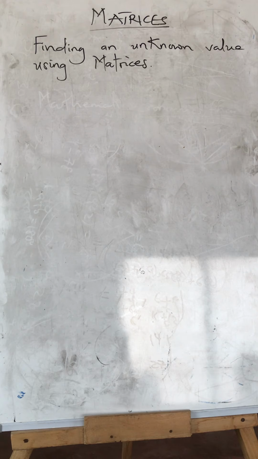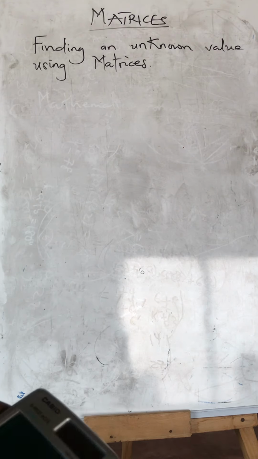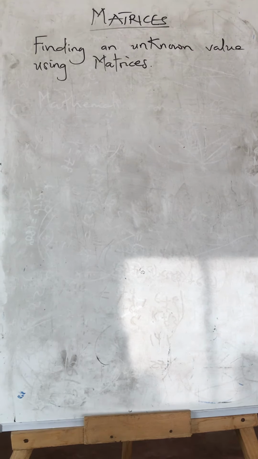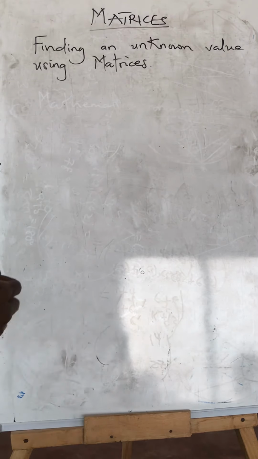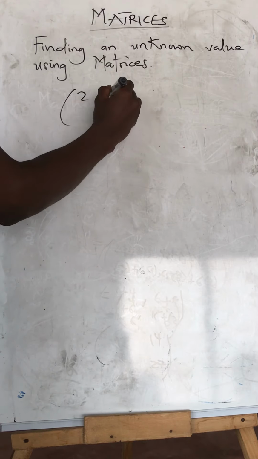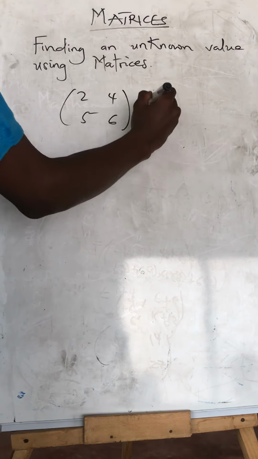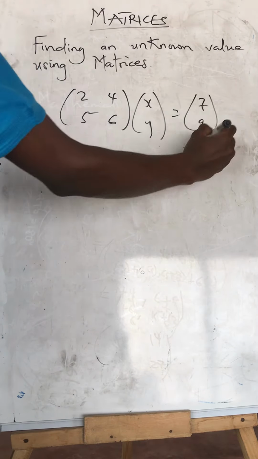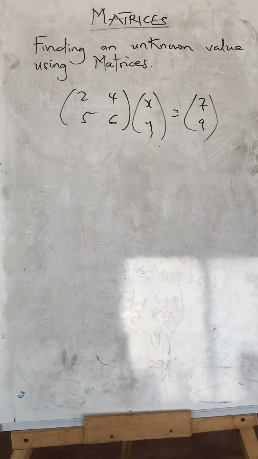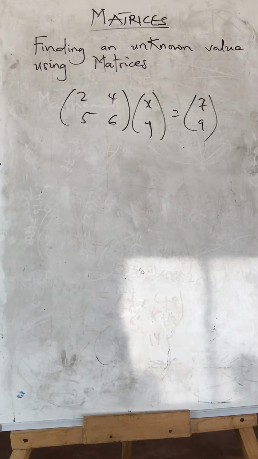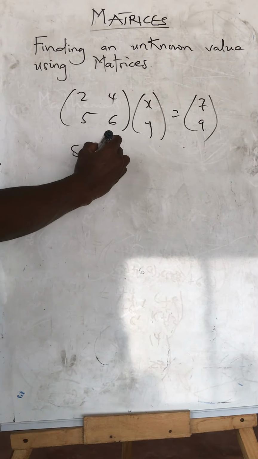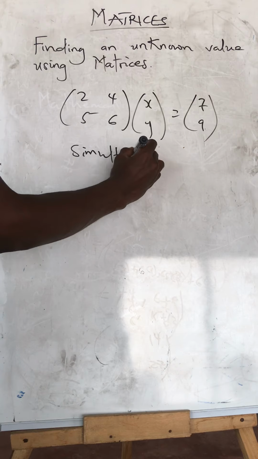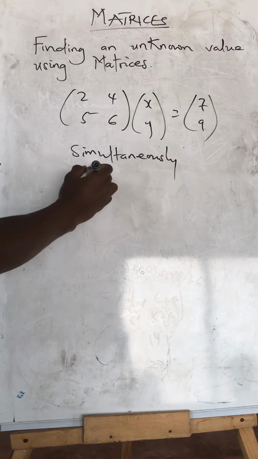So we have two ways of finding the unknown variables, or values. They can give you something like the matrix 2, 4, 5, 6 multiplied by x and y, equal to 7, 9, and ask you to find x and y. There are two ways that you can find x and y. You can either solve it simultaneously, or you can use the Cramer's rule.